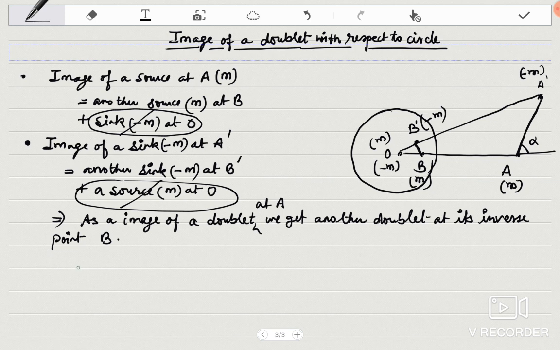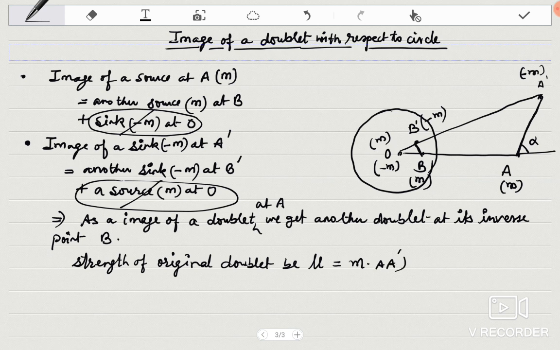Let the strength of the original doublet be mu. So what is the definition of this mu? Mu is equal to m into the distance between the two points A and A dash, in the limiting position when A tends to A dash. This is the definition of strength.